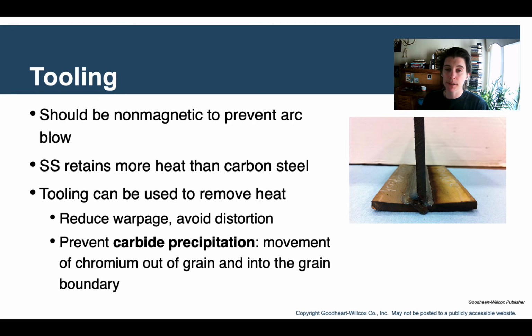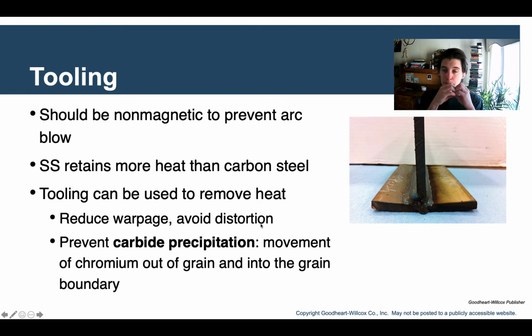Important thing to remember is that stainless steel retains more heat than carbon steel. So tooling can be used strategically to remove the heat in order to reduce warpage and distortion and stuff. But you have to remember that stainless steel is going to warp more than your carbon steel is going to. So you have to take more precautions with stainless. And tooling can also be used to remove the heat, which can help to avoid what's called carbide precipitation.